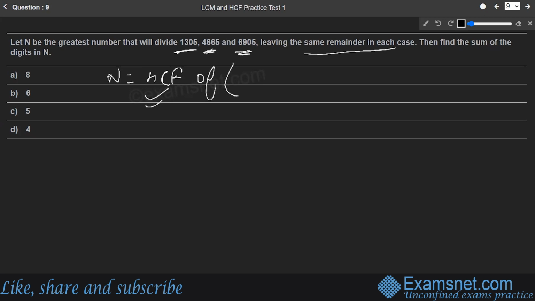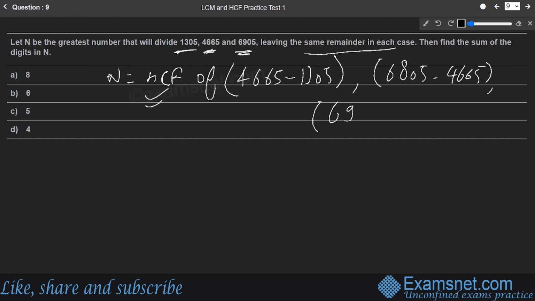The first difference can be taken as 4665 minus 1305. The other difference can be taken as 6905 minus 4665. I said 6805, but this is 6905. Similarly, the next difference can be taken as 6905 minus 1305. So these are the differences that can be taken, and we have to find out the HCF of that. So what are these differences coming to?